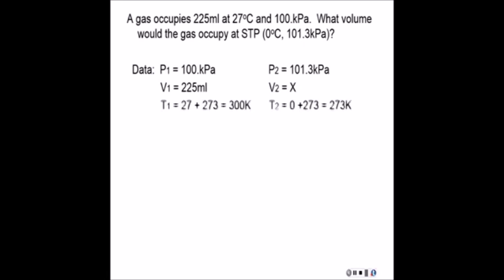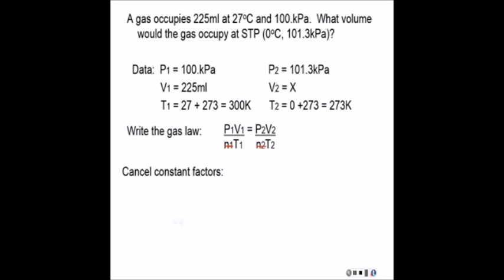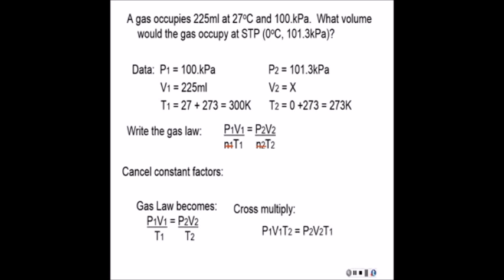So we have a lot of data here. And all right, now I'm going to write down my gas law. In this case, the only thing I'm going to be canceling out is n. That's what I'm left with. Now it's just a larger ratio. I'm going to cross multiply and divide. And this is what I have so far. Now I'm going to finish this up on the next slide.